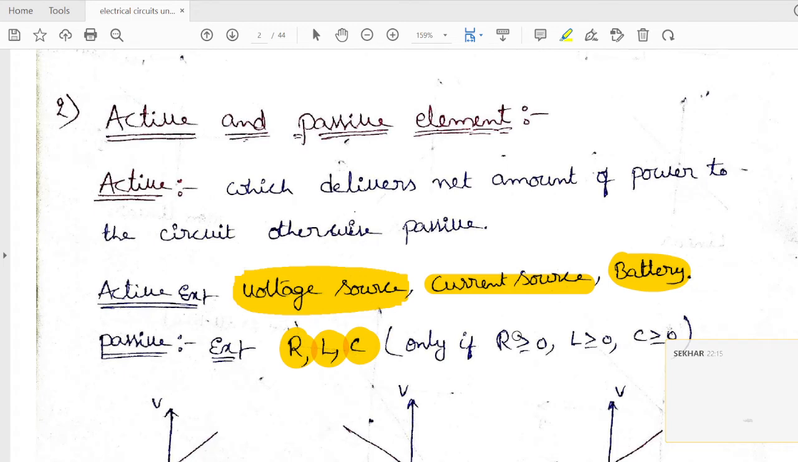Okay, only if R is greater than 0, L is greater than or equal to 0, C is greater than or equal to 0, then only we can say R, L and C are passive elements. Means this R, L, and C must be positive.